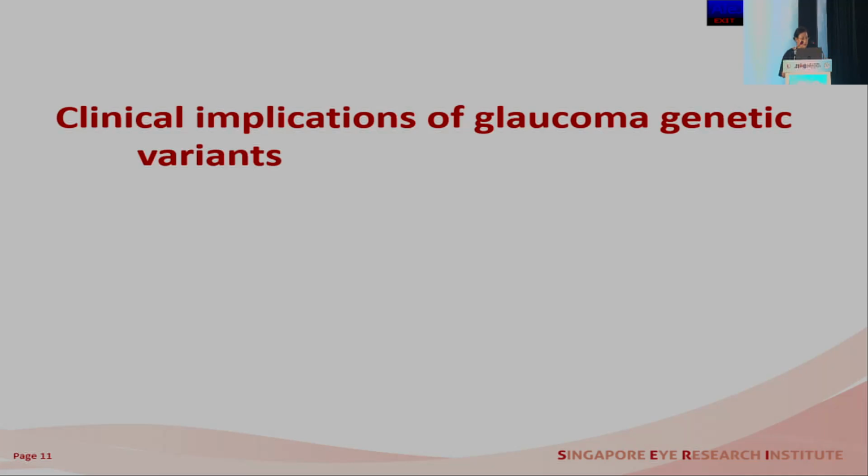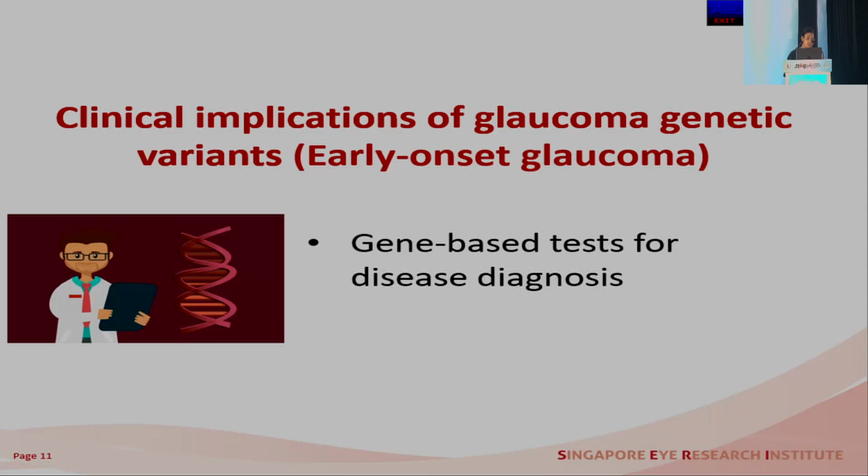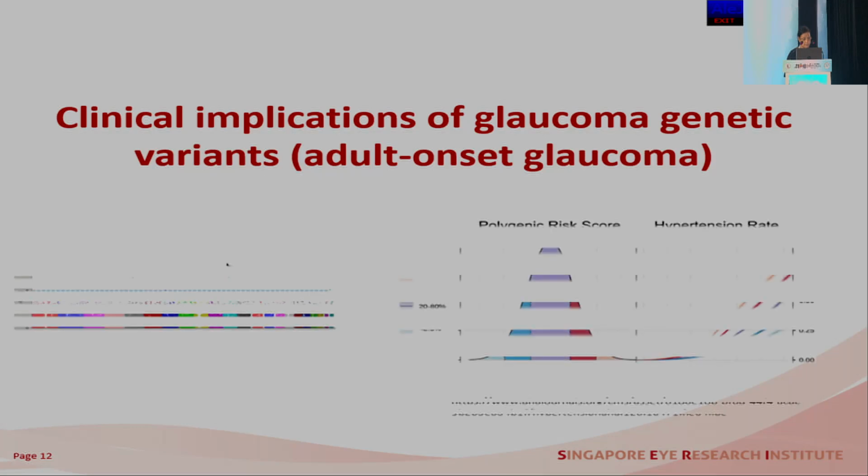So we know all these genes. What are the implications of these glaucoma genetic variants? Again, this is different for early onset and adult onset glaucoma. In early onset glaucoma, because these are single gene diseases, there are gene-based tests for diagnosis of disease. Now, adult onset glaucoma, on the other hand, as I said, the genetic variants on their own are insufficient to cause disease.